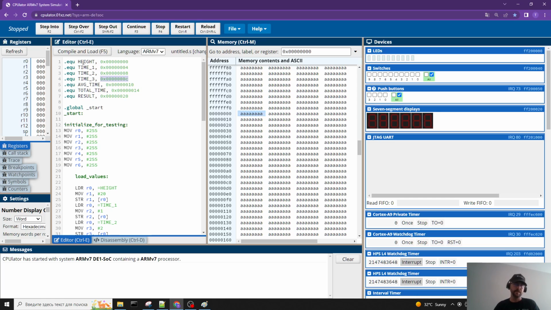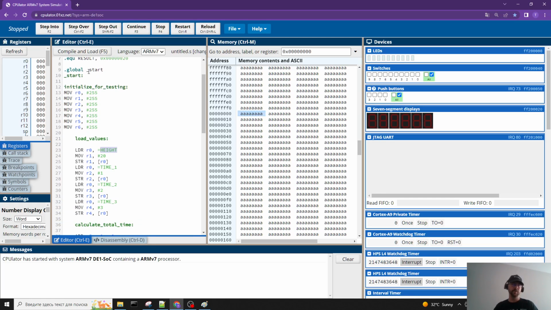I'm assigning names, so that makes it easier later on during the program. I can reference them by name instead of by address. So that's what this first part is. This next part, global start and start, basically just allows you to have the assembly code run. It's necessary so that it can run. It's the place where the code starts.